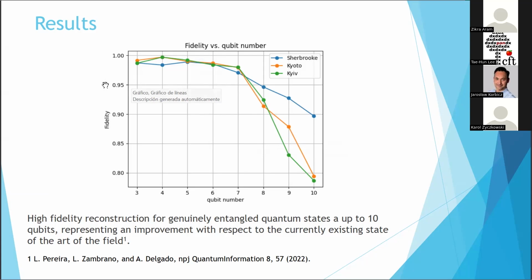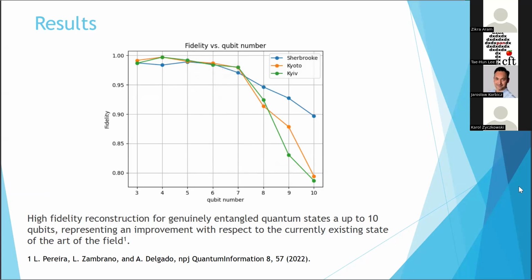But in our protocol, in these real devices, we have found that our fidelities are higher than all that we have found in the literature, with states that are genuinely entangled. We have seen some protocols applied to states that are products of Bell states or GHZ states prepared in parallel, but our elements are really entangled. So this is one of the highest fidelities that we have found in the literature. For example, in this work of Pereira, Zambrano, and Delgado, they found for a 4 qubit GHZ state that is entangled a fidelity of 0.875, and for 4 qubits we have fidelities above 95%. So it's an improvement in that sense.